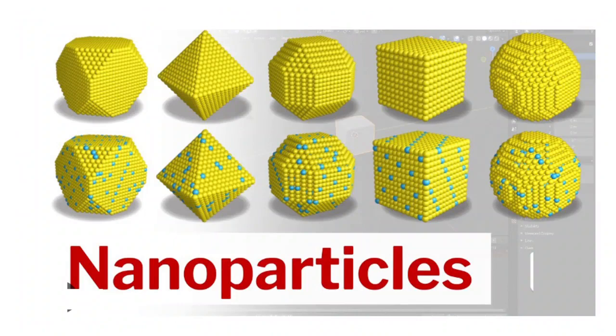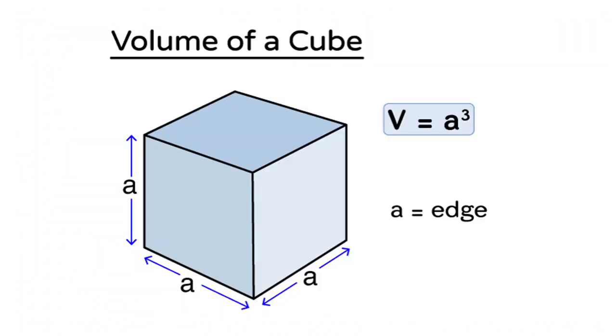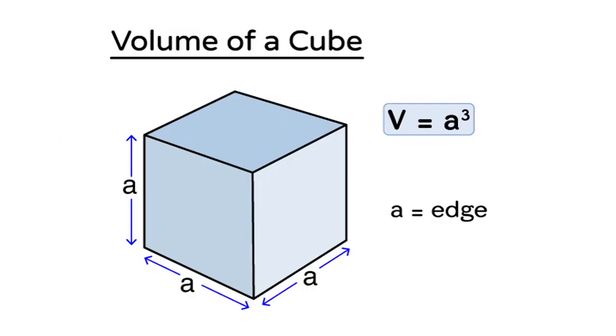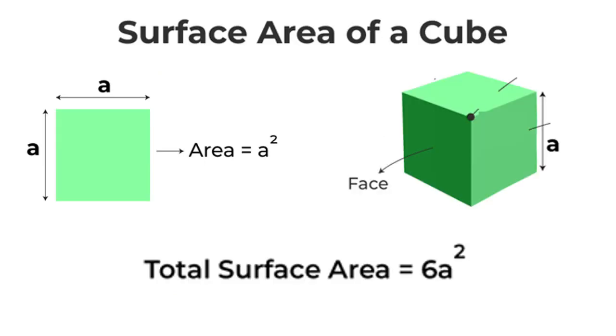So nanoparticles are very small, just a few hundred or a few thousand atoms, okay? And here's how you find the volume of a cube. You just multiply the length, you cube it. And the surface area of the cube, well, you find the area of one side, and a cube has 6 sides. So you just multiply the area by 6.